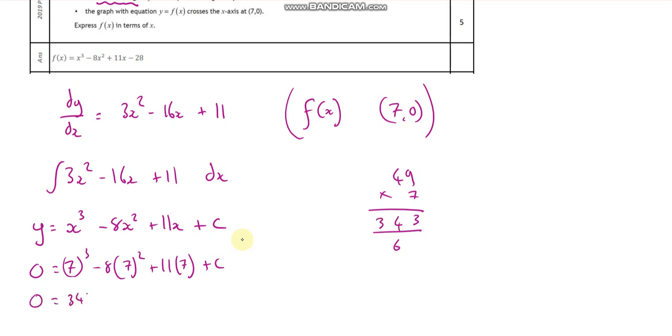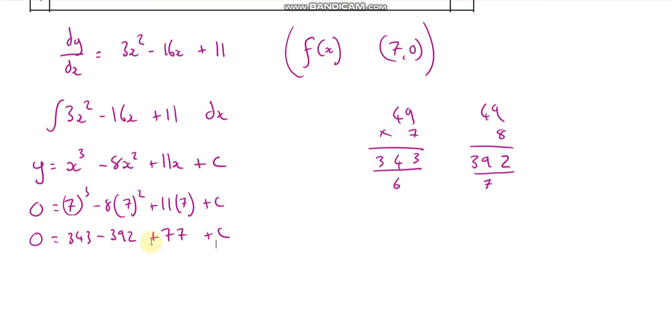And 8 times 49: 8 nines are 72, 8 times 4 is 32, so 392. Okay, plus 77 plus c. Big numbers. So I'm going to add those two together, that'll make my life a bit easier, I think.